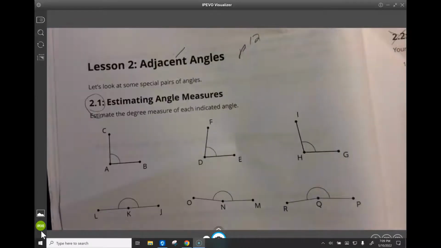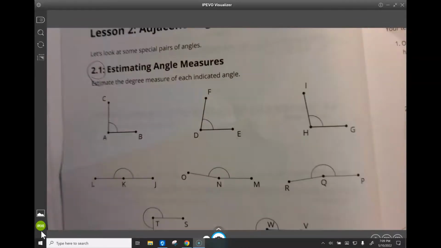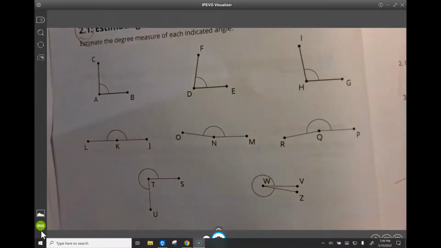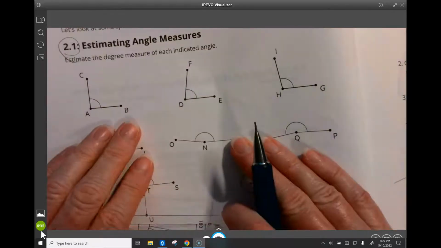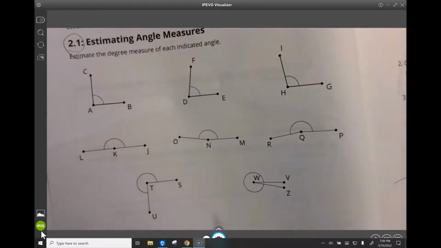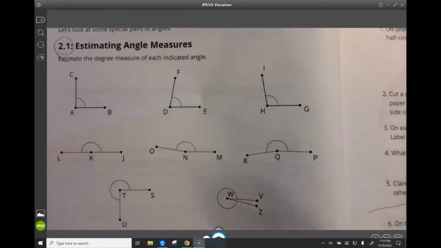Now on page 12, it wants us to estimate the measure of each indicated angle, and then we're going to go through with our protractor. So the first thing I want you to do is look at these and just kind of take a guess as to what those might be. Okay, so I'm just going to pause, you pause, we're all going to pause, take a guess as to what the size of that angle is, and then we'll pull out our protractors. Go!